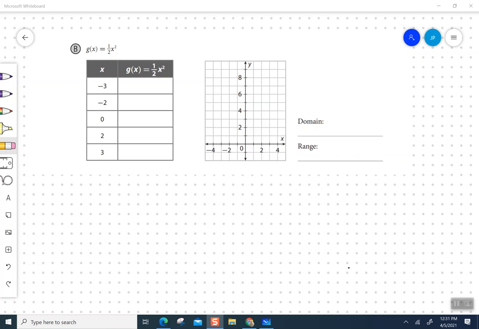Welcome back, students. We're going to go ahead and work on question 1b from lesson 19.1, Understanding Quadratic Functions.